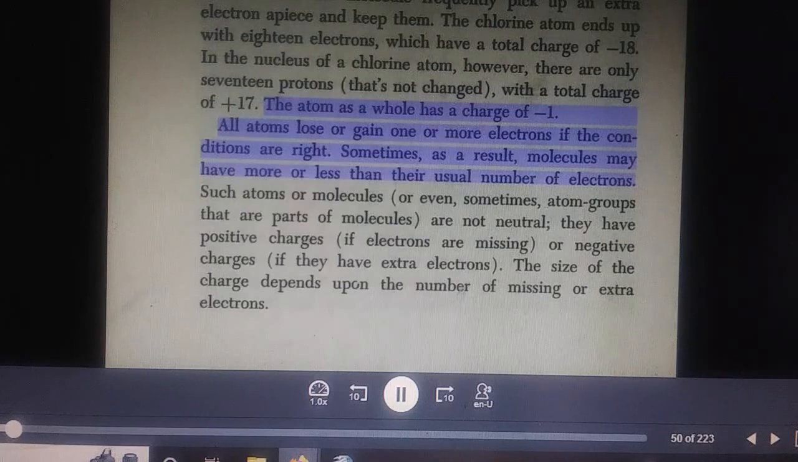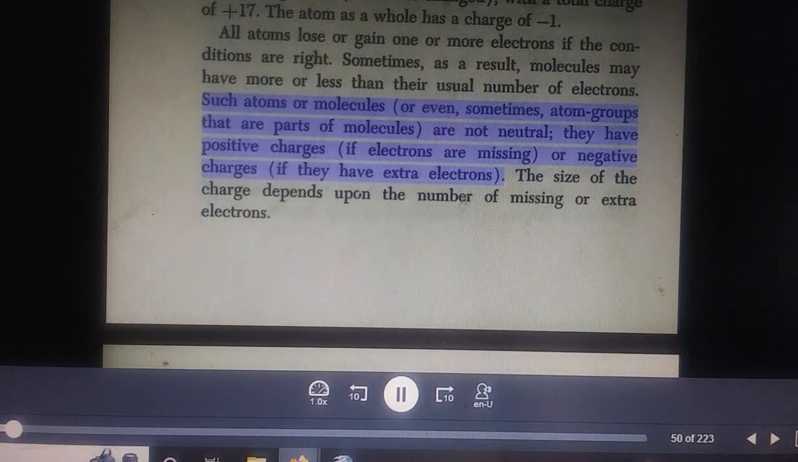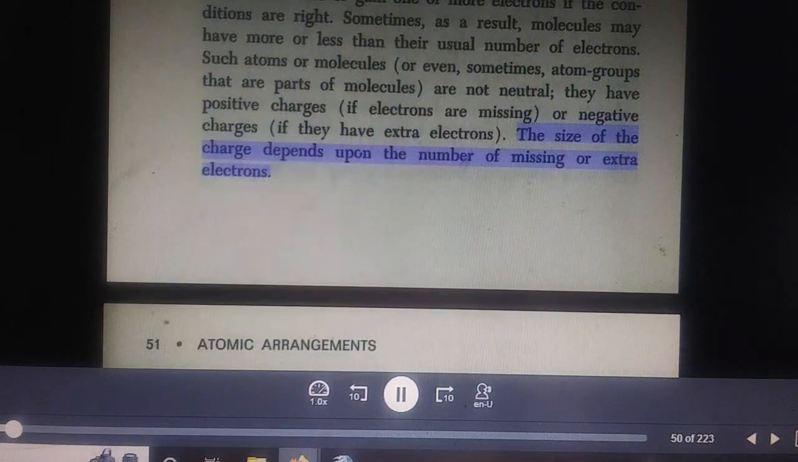All atoms lose or gain 1 or more electrons if the conditions are right. Sometimes, as a result, molecules may have more or less than their usual number of electrons. Such atoms or molecules, or even, sometimes, atom groups that are parts of molecules, are not neutral. They have positive charges, if electrons are missing, or negative charges, if they have extra electrons. The size of the charge depends upon the number of missing or extra electrons.